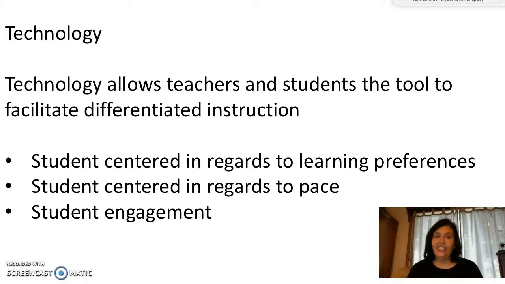Technology. Wow, it's just great. It allows teachers the tools that they need to differentiate instruction and to assess the knowledge learned by the students. It allows the students tools to facilitate and allows them to become engaged and allows their learning to be personalized. I think technology is great because it allows content to be student-centered in regards to learning preferences, in regards to pace, and I think it promotes student engagement.